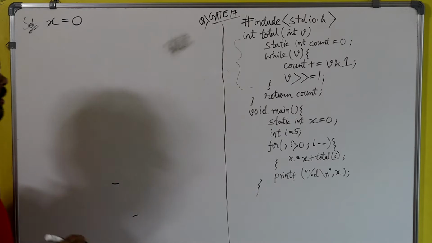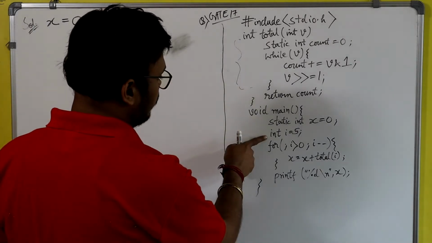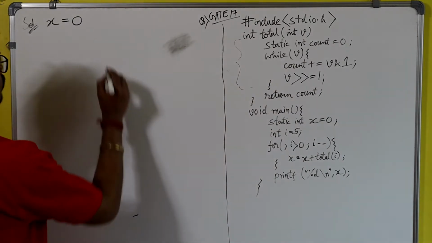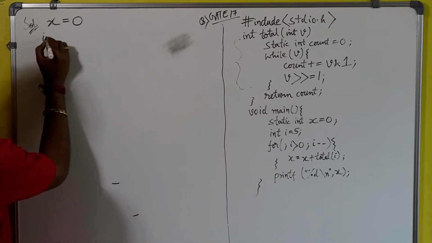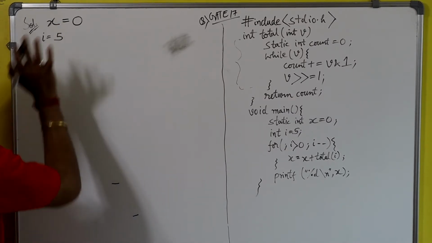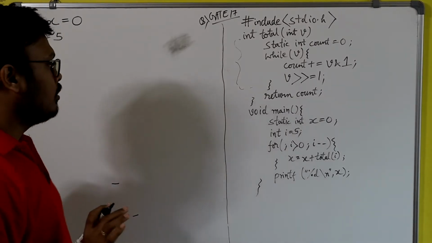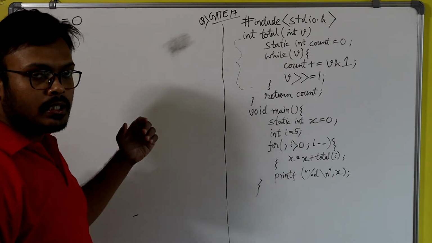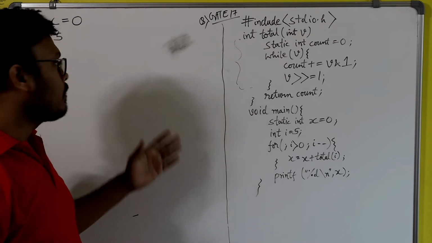And what's written after that? int i is equal to 5. i is not a static variable, but x is a static variable. Just remember, the meaning of a static variable is that the variable is initialized only once.